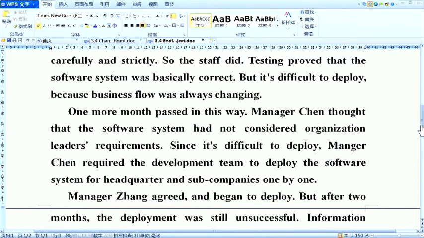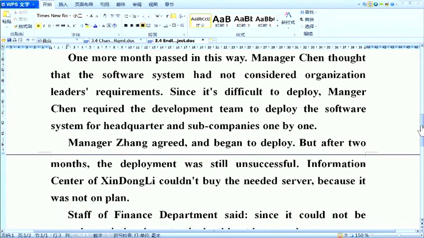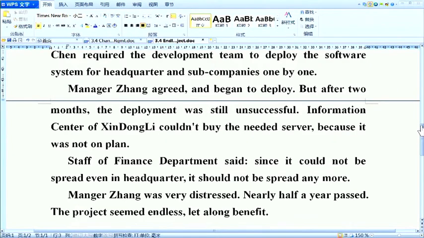Manager Chen thought that the software system has not considered the organization leaders' requirements. So it is difficult to deploy. Manager Chen required the development team to deploy the software system for headquarters and the sub-companies one by one. Manager Zhang agreed and began to deploy. But after 2 months, the deployment was still unsuccessful.